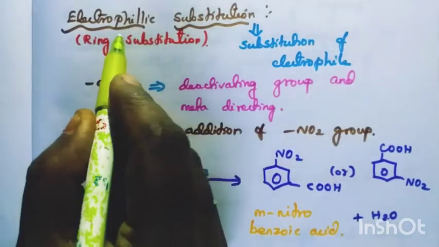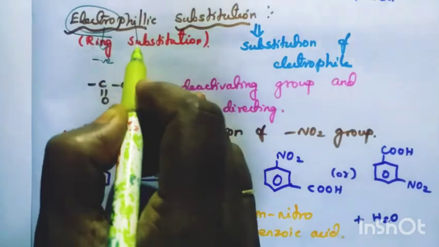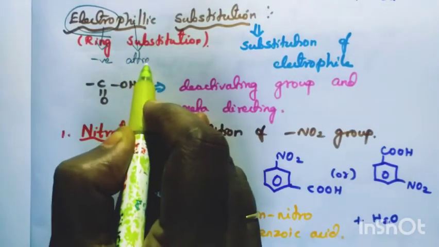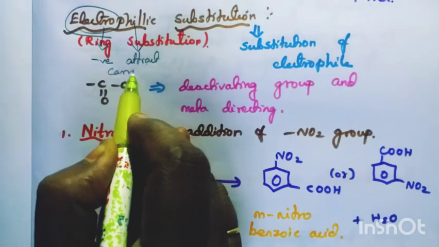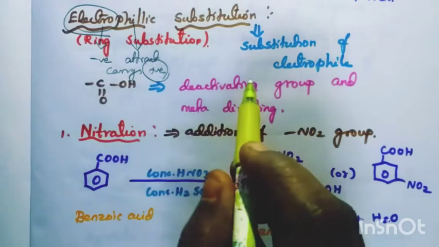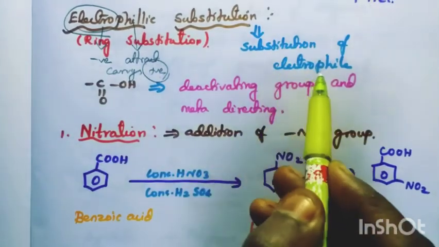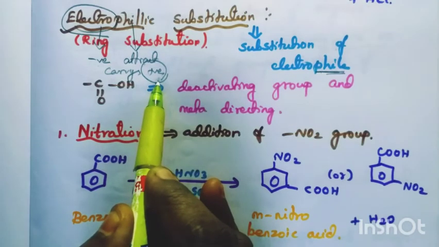Electrophilic. What is electrophilic? Electro carries which sign? Negative sign. Philic means attraction. So it attracts the negative sign, which means it carries which sign? Positive sign. So the electrophile comes and attacks. So this is substitution of an electrophile. Electrophile carries which sign? Positive sign.